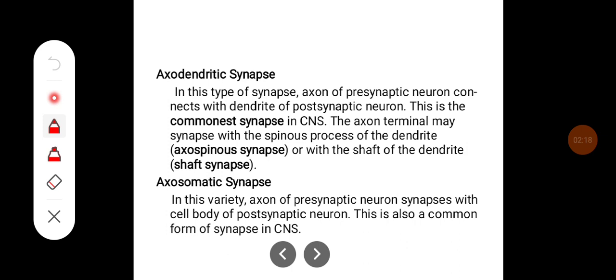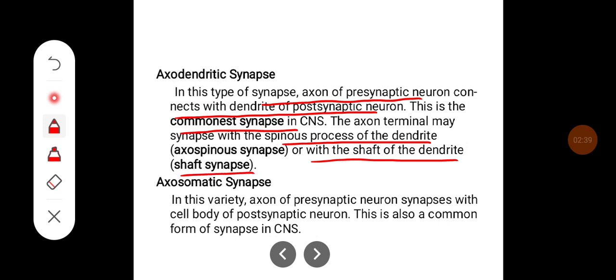Axodendritic synapse. In this type of synapse, axon of presynaptic neuron connects with the dendrite of postsynaptic neuron. This is commonest type of synapse in central nervous system. The axon terminal may synapse with the spinous process of the dendrite, so that is why axospinous synapse, or with the shaft of the dendrite, where it is called as shaft synapse.